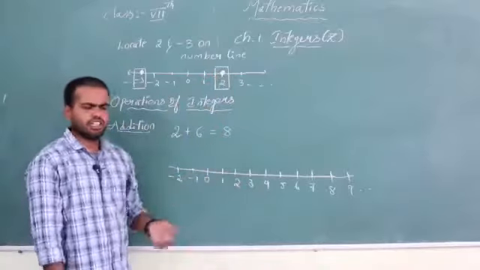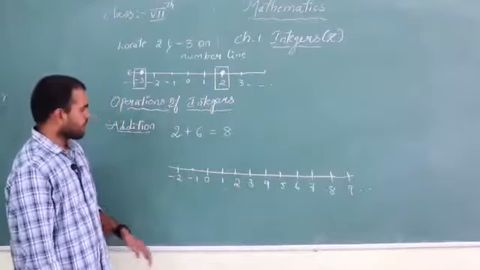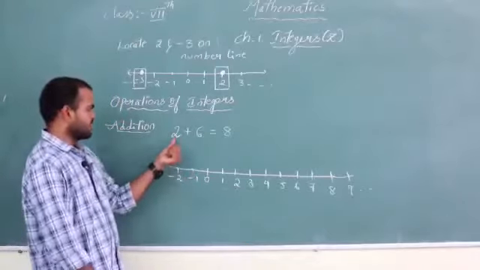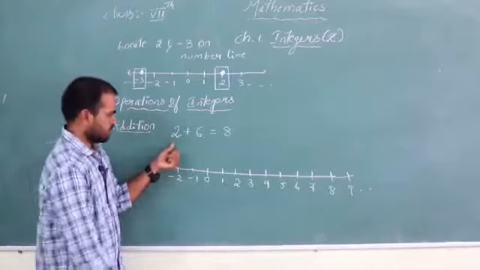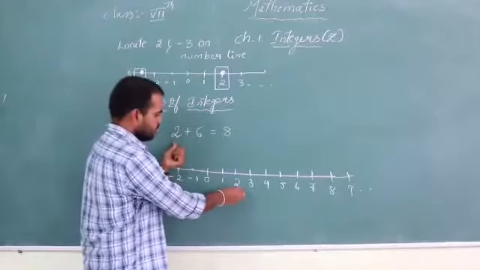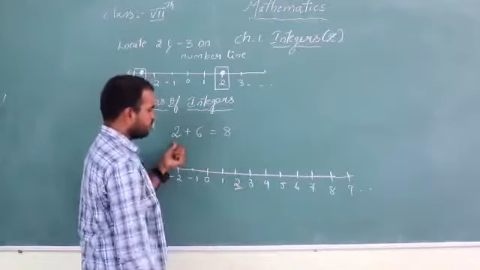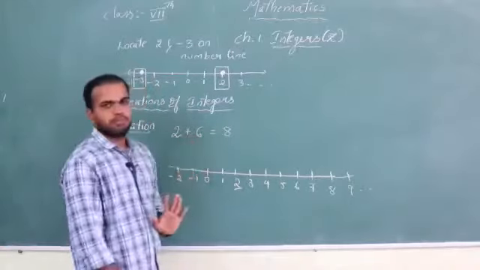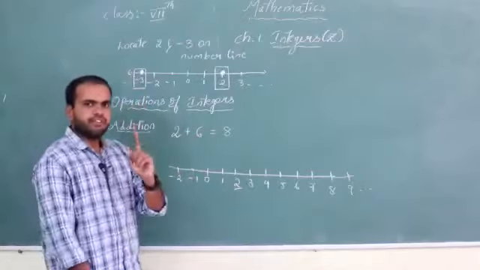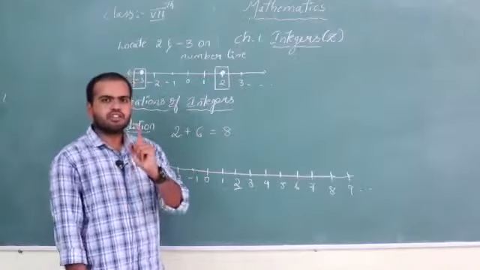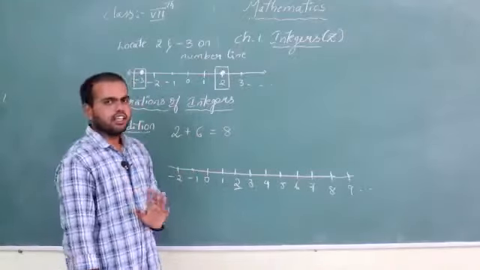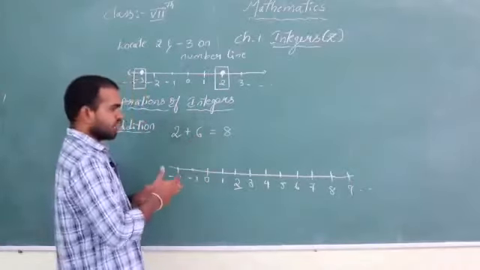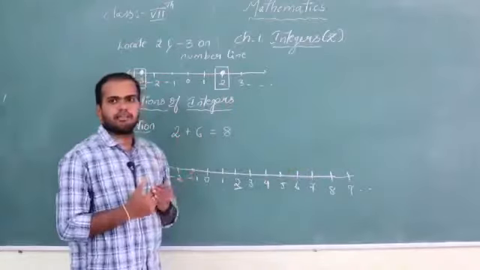So we know directly, right? Now see how to add this on the number line. The first number, what is there? 2. So where is the 2? Here. So 2 is here now. Now what we have to do? Plus 6. We are adding a positive number. Whenever we are adding a positive number, we have to move to the right side of the number line.